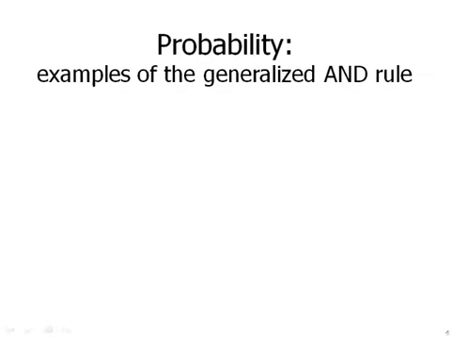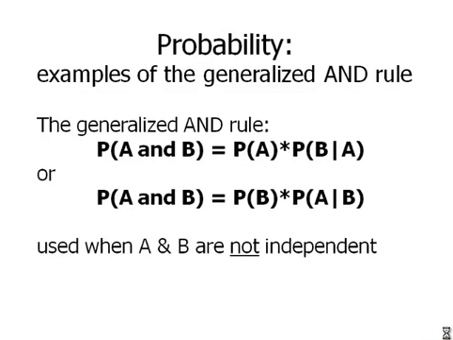Now we'll talk about some examples of the generalized and rule. So first of all, recall the generalized and rule says the probability of A and B is the probability of A times the probability of B given A. Or the probability of A and B is the probability of B times the probability of A given B. And these two expressions, B given A or A given B, are conditional probabilities, which we discussed in the last video. So these formulas are used when A and B are not independent.